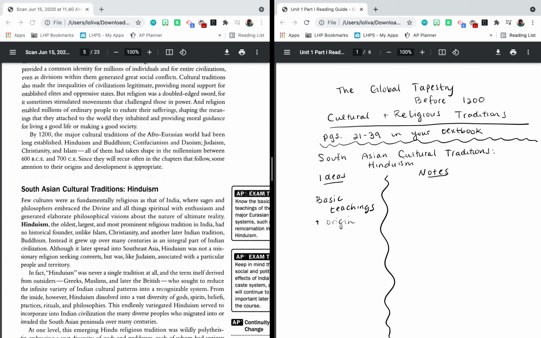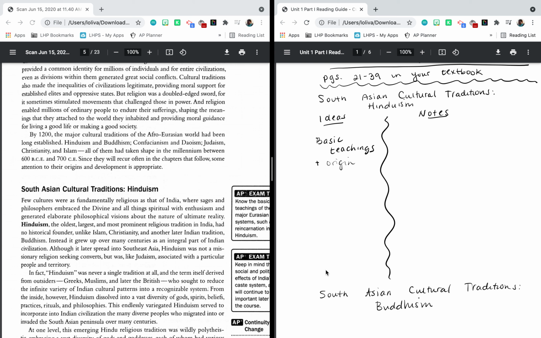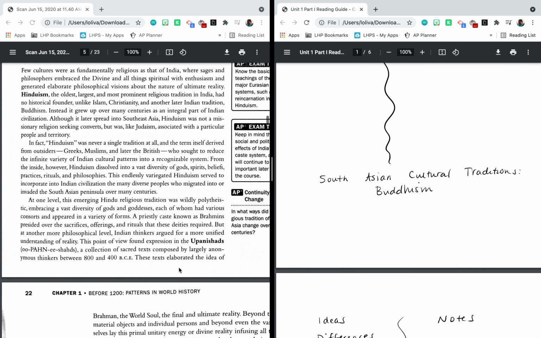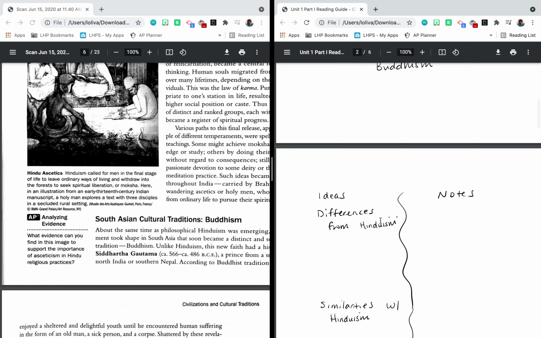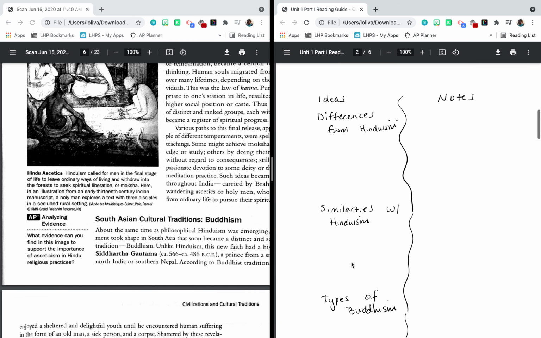Down the left-hand side, in this left-hand margin, are going to be the major ideas. Think of them like subheadings. Your textbook doesn't have a lot of subheadings, so I've created them here. You can use this space to take notes, but you don't have to. This is where your notes go, and I want you to think of them kind of horizontally. So this is the part you're going to be looking for, basic teachings and origin. You're going to take bullet point notes about that here. Then we move on to Buddhism. Notice again, South Asian cultural traditions, Buddhism. Here are the major topics that I want you to take notes on as you're reading, and bullet point notes go here.